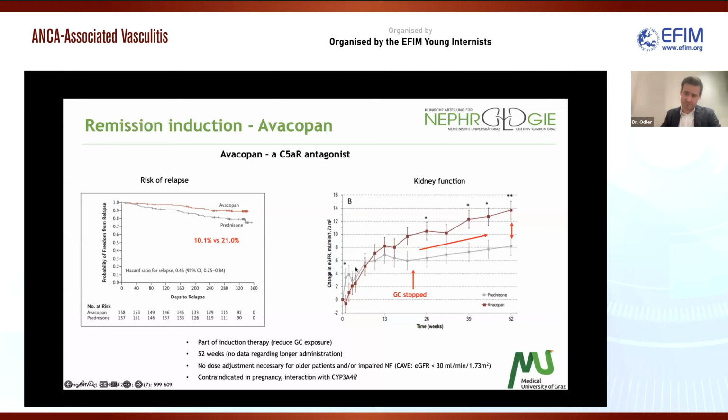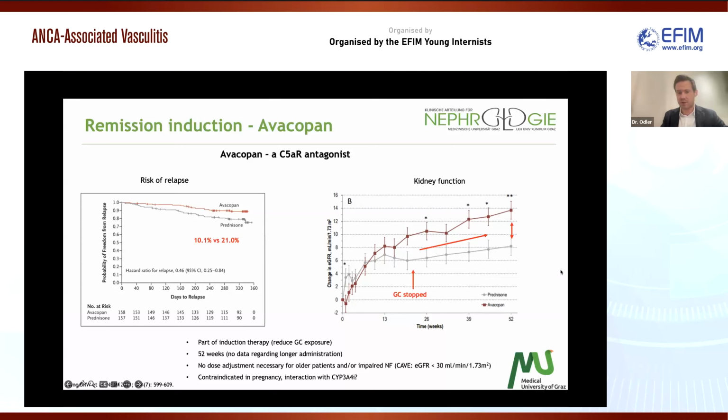We also saw in this study that the kidney function of the patients receiving avacopan showed a better increase within the first year after treatment initiation. But one of the most important advantages of the ADVOCATE trial was that the glucocorticoids were stopped after 20 weeks of treatment, which is quite important because, as you all know, the use of glucocorticoids is associated with many different complications, like metabolic changes or infections, which is an important mortality predictor in our patient population.